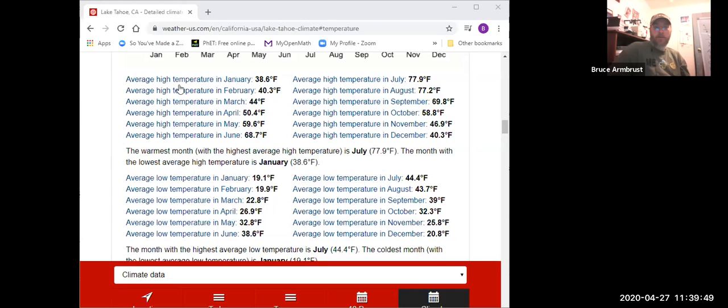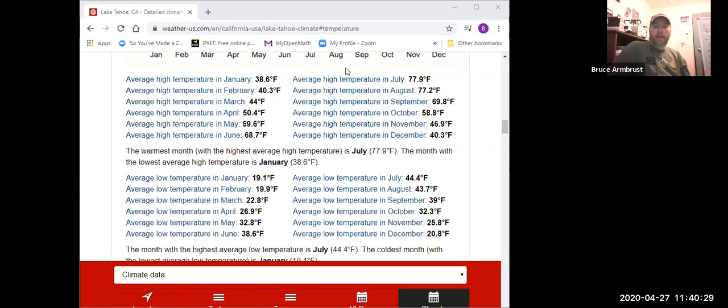You'll notice that for the high temperatures, our coldest month on average is January, which surprises nobody, I'm sure. Then it starts warming up and we get into the summer. June we've got an average of 68.7, July 77.9, August 77.2, right? So it warms up in the summer and then cools back down, and once we get to December, we start over. So it's definitely periodic. It's got a period of 12 months, with a highest in July and a lowest in January. This next set is for the low temperatures, but let's not worry about those. We're just going to look at the high temperatures.